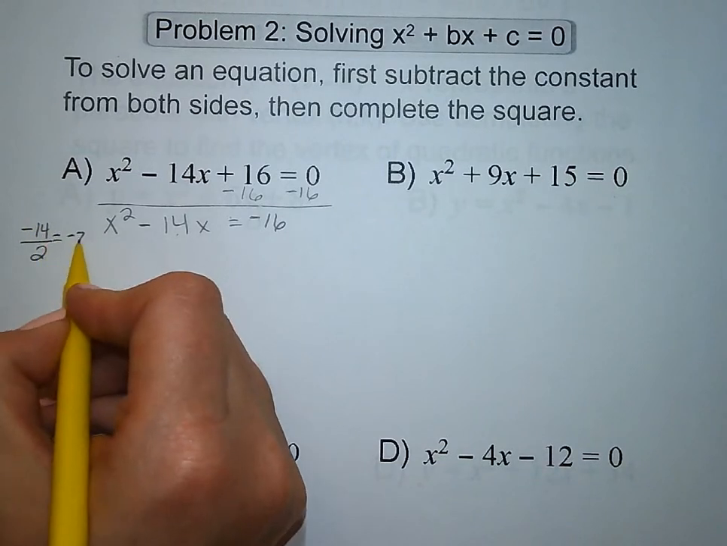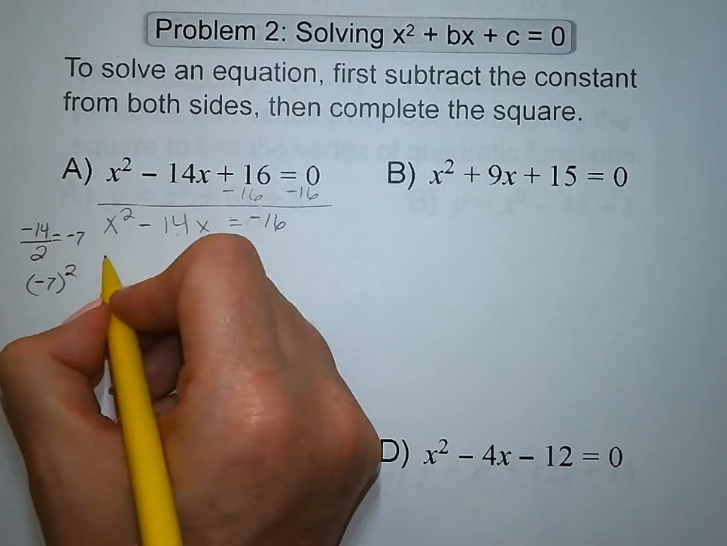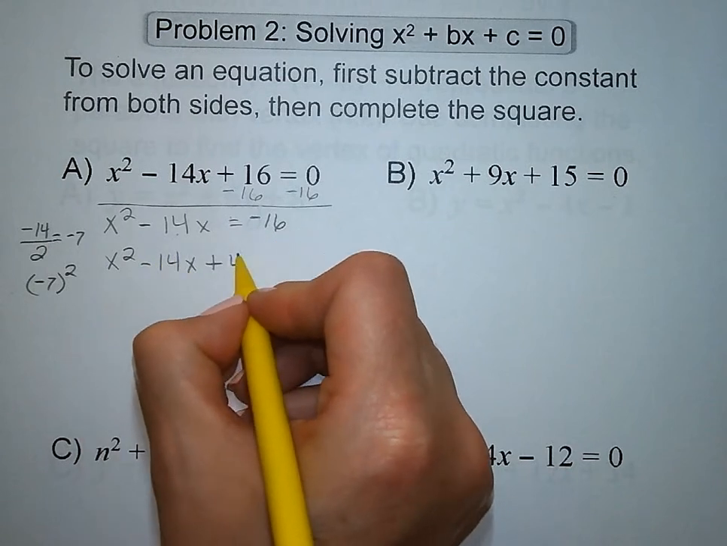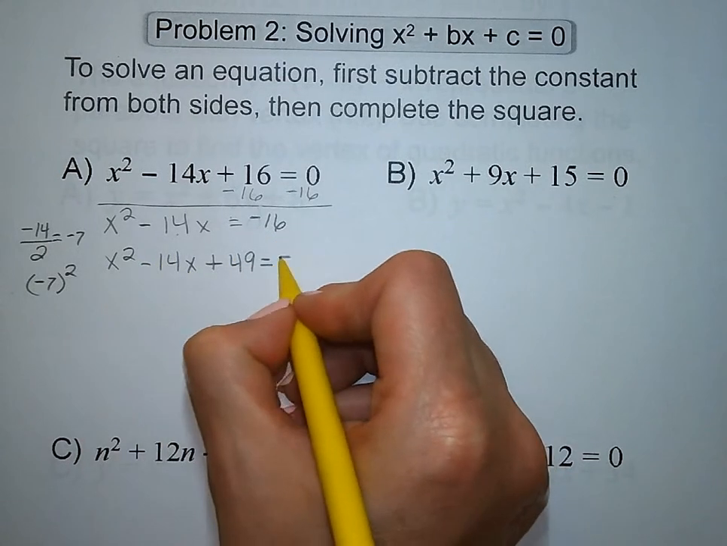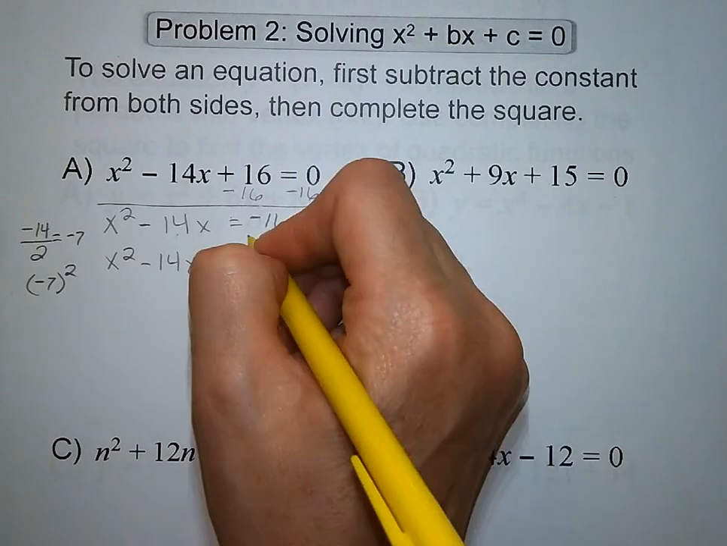So negative 14 divided by 2 is negative 7. Negative 7 squared is 49. So we're going to add 49 to the left, and everything that we do in an equation to one side, we must do to the other in order to keep it balanced. So we're going to add 49 to the right side of our equation as well. So negative 16 plus 49.